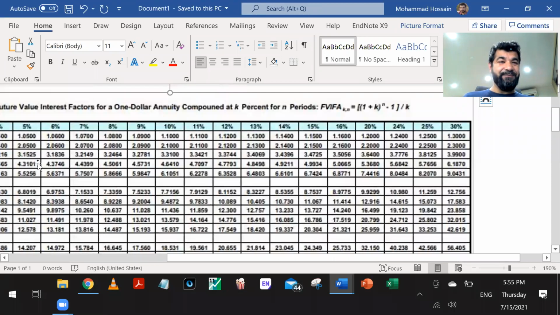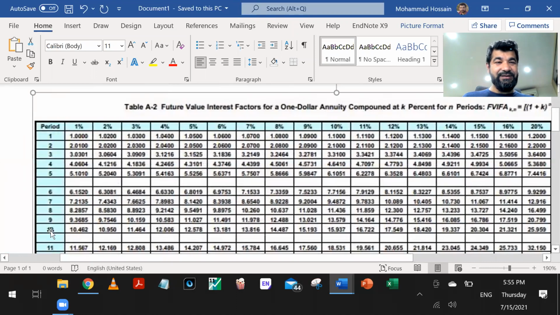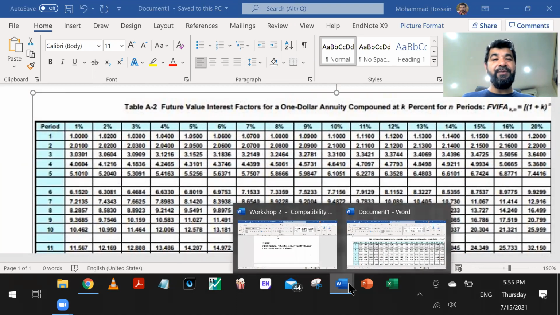5%, here is 5%. And where is our 10 years? Look, 10 years, 5%. It's 12.578. Yeah, the future value, right? All right, so let's go here. What is the 12.578? Let's go here.